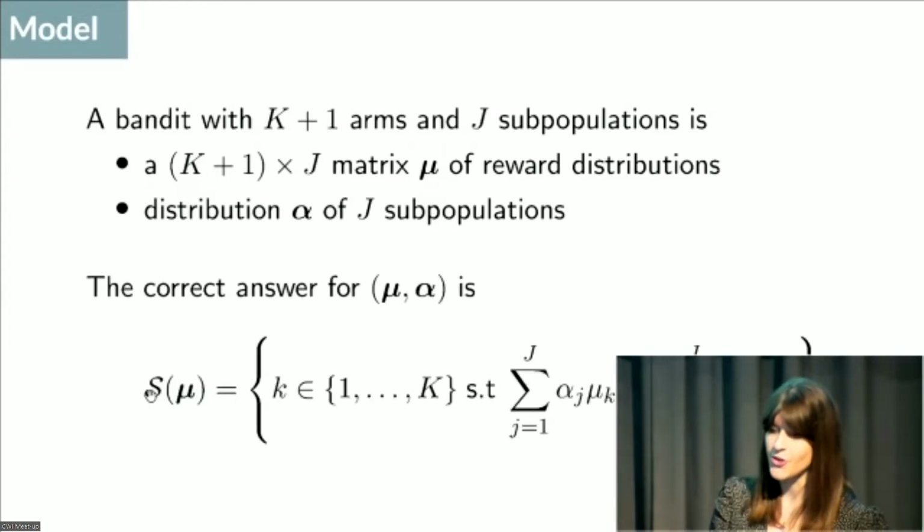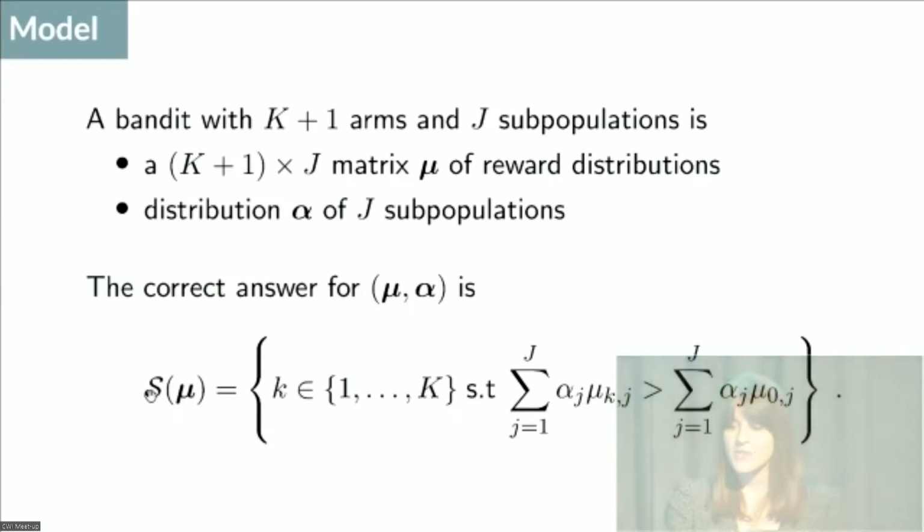The correct answer on this bandit model is going to be the subset of the arms that are different from the control, whose overall value is higher than the value of the control. And as a reminder, we want to get to this answer in a correct way and as efficiently as possible. But how efficiently can we do this? If I know the mu, can I know how hard the problem is? And the answer is that I do.